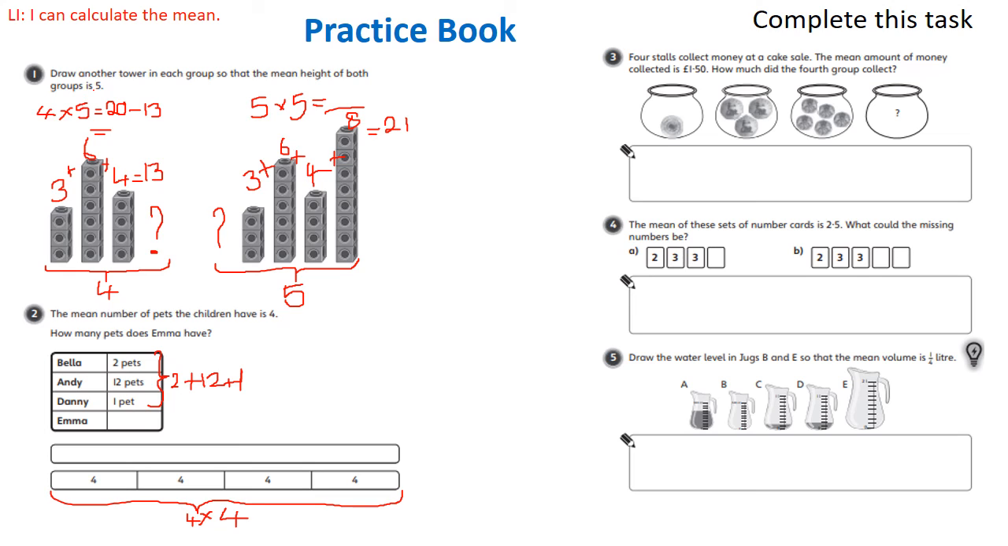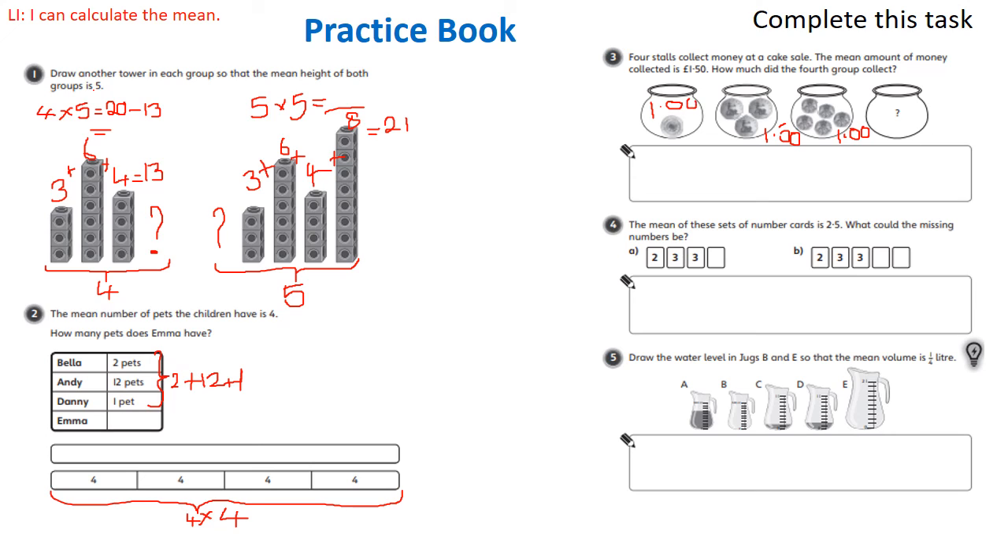Question 3. Now, this was quite difficult to see what the coins were. So these are 50p's in the middle. So that is £1.50. These are 20p's. So 20, 40, 60, 80, £1. And that is £1 as well.